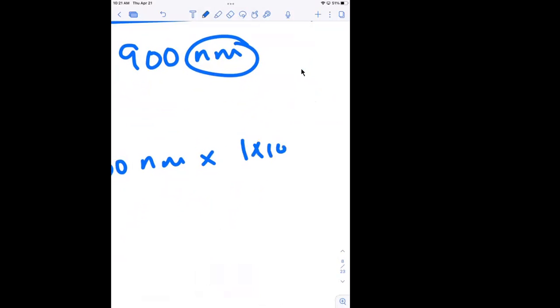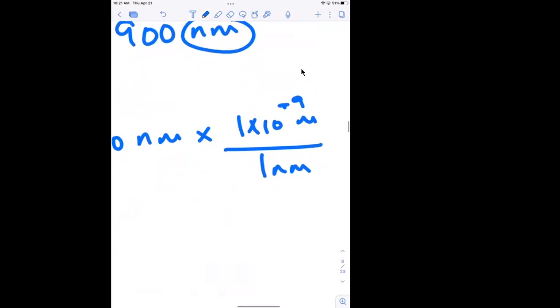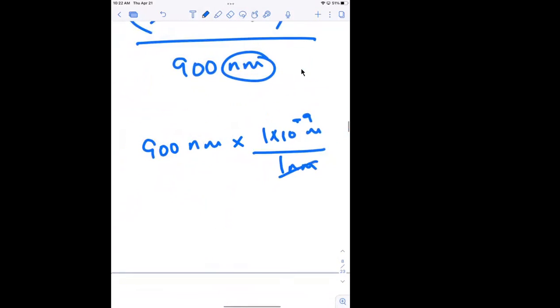1 times 10 to the -9 meters over 1 nanometer. Right, so we can cancel out nanometers, and we can see that this is 900 times 10 to the -9 meters. We're not going to worry about the scientific notation, although if we move that decimal back, it's going to be 9 times 10 to the 11 meters. But we're not going to worry about that. We could just keep that number how it is. We'll just put that in.